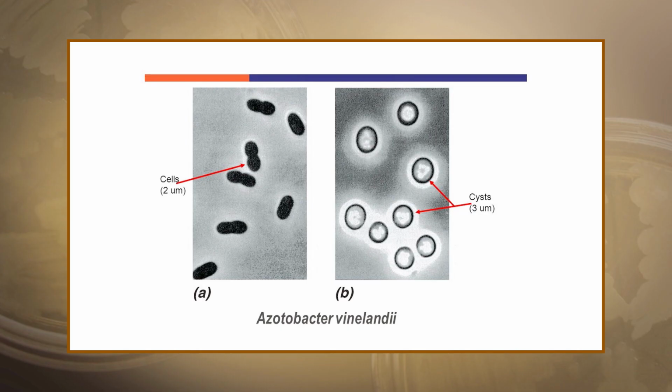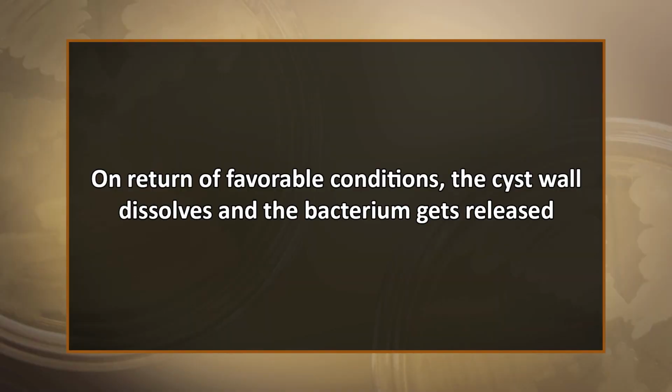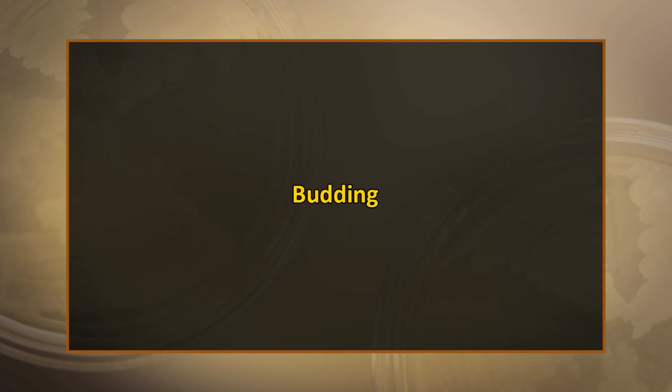This is reported in Azotobacter. The parent cell secretes a highly protective covering called a cyst wall, which can resist unfavorable conditions. On return of favorable conditions, the cyst wall dissolves and the bacterium gets released. Thus, cyst formation helps in perennation.